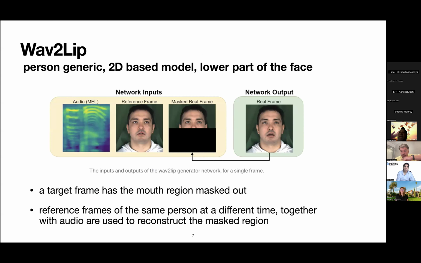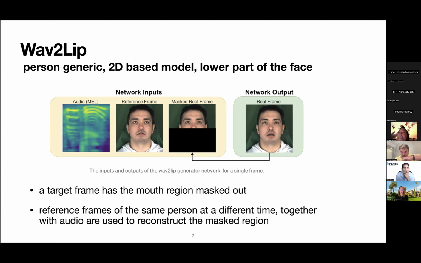The open source model I wish to present today is the Wav2Lip model. According to the mentioned categories, it's person generic, so it means it's not trained on only one person's data, but it's widely applicable to any person. And it's a 2D based model, meaning as input we will use one frame of the video or image, simply a 2D image. And this is a model that uses only the lower part of the face.